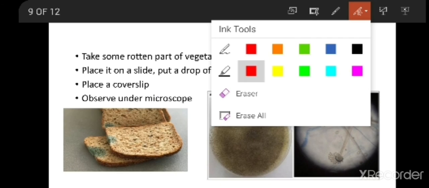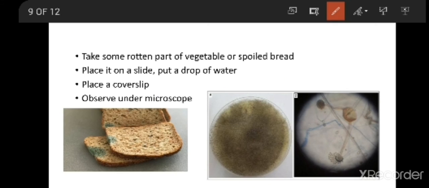Mostly we can observe fungi on spoiled bread. If you have bread in your home and it is spoiled, you can see green colored substance growing on it, or black colored substance, or gray colored substance growing on it. That is nothing but fungi only. So to observe fungi under the microscope, first you have to take some rotten part of a vegetable or spoiled bread. You can collect only this part with the help of a needle.